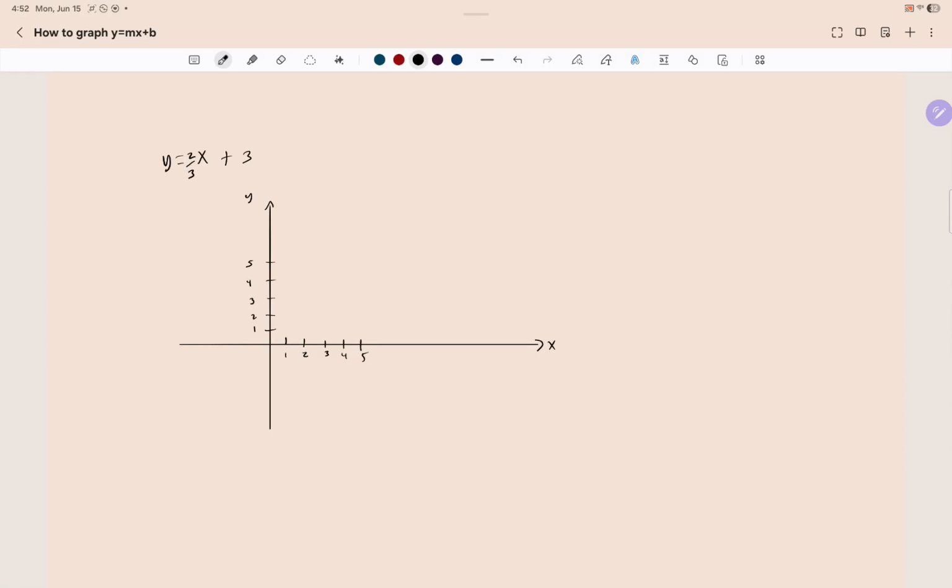Okay, so here's our next problem. y equals 2/3 x plus 3. So again, our y-intercept is 3, and our slope is 2 over 3. Recall mx plus b. Okay, so starting at the origin, we're going to first plot our y-intercept, which is 3. So starting at the origin, we're going to go up by 3. So 1, 2, 3, and we're here.